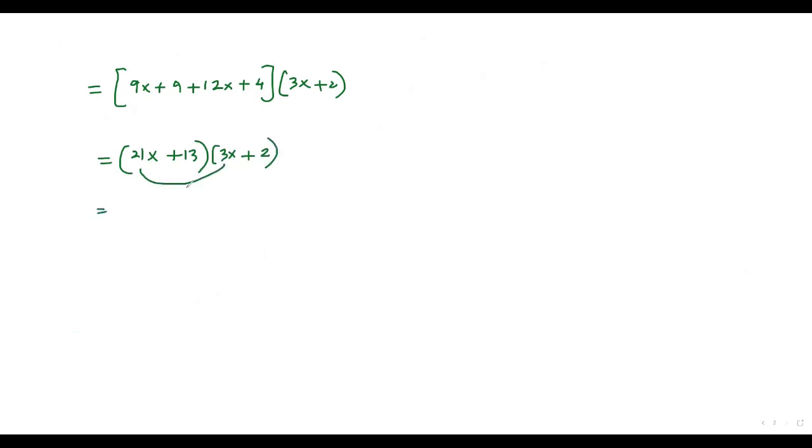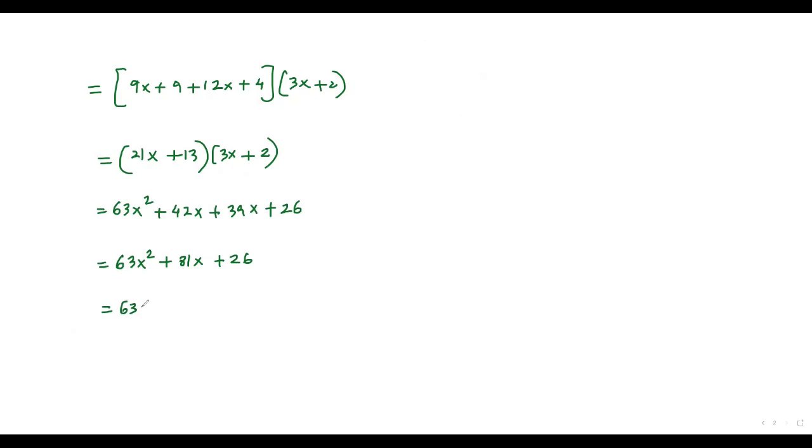Okay, now we can multiply these two binomials using the FOIL method. When I multiply the first terms, I'm getting 63x². Now we can multiply the outer terms, 21x times 2, that is 42x. Let's multiply the inner terms, 13 times 3x is 39x. And when I multiply the last terms, 13 and 2, I am getting 26. Then we get 63x², and when I combine this 42 and 39, I am getting 81, that is 81x, + 26.